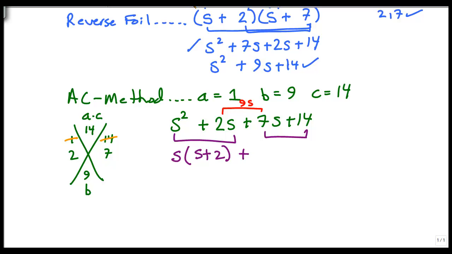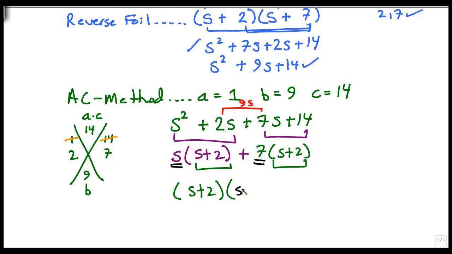Now in my second group, the GCF between 7 and 14 is 7. If I factor out a 7, I'm left with s plus 2. GCF between the first two groups is s plus 2. S plus 7 are my remaining factors then when I do factoring by grouping. And there is my factored form.